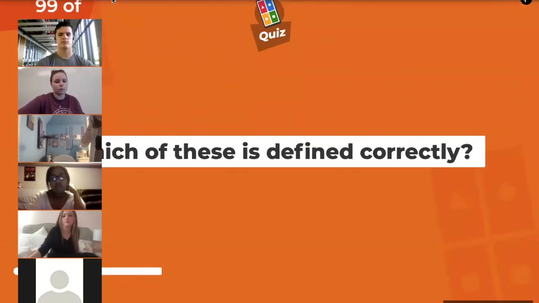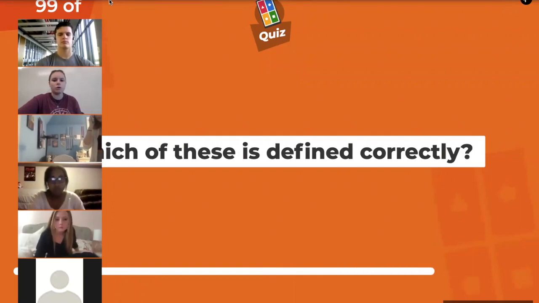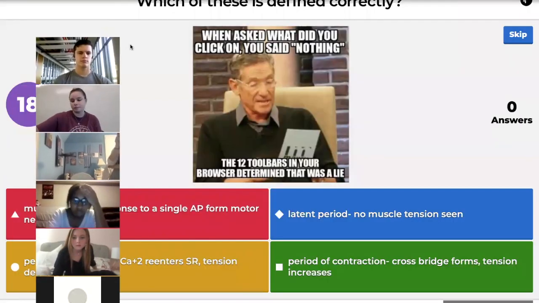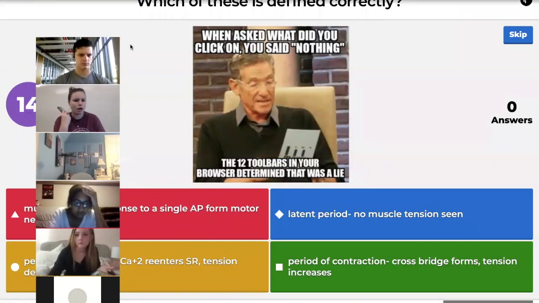Ooh, this one and one more. Which of these is defined correctly? It's a girly song of the day.